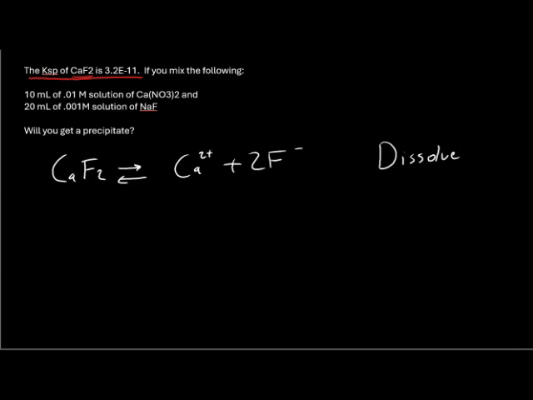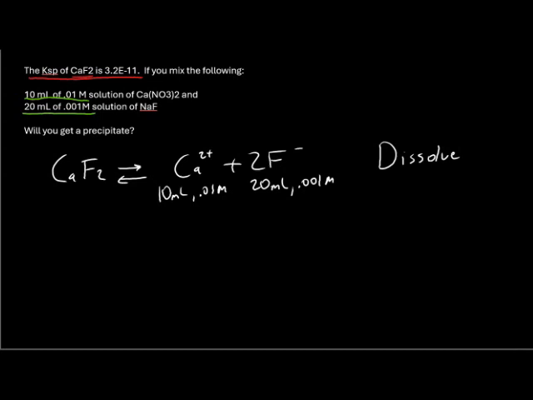Our starting amount of calcium is given to us in the second line of this problem. We have 10 milliliters of 0.01 molarity solution. We also have the amount of F in the third line. We have 20 milliliters of 0.001 molarity solution.